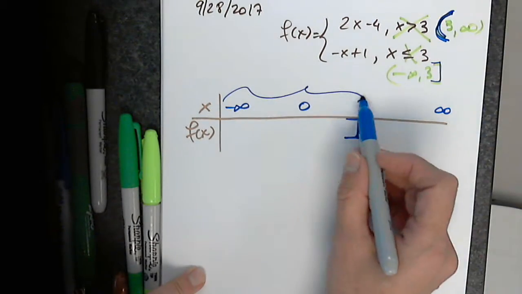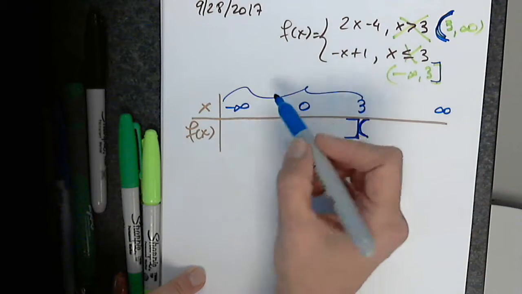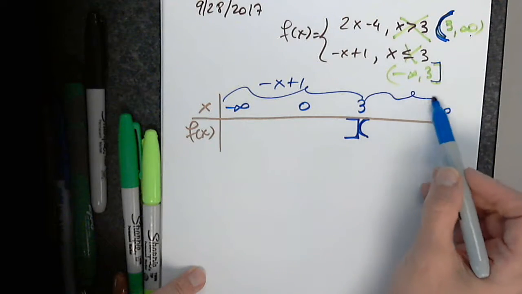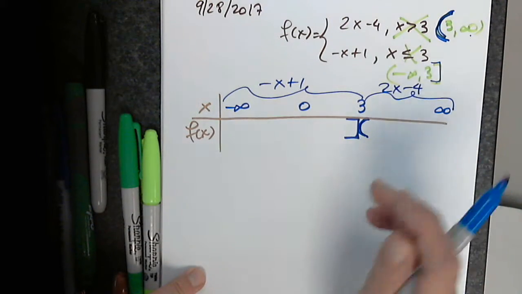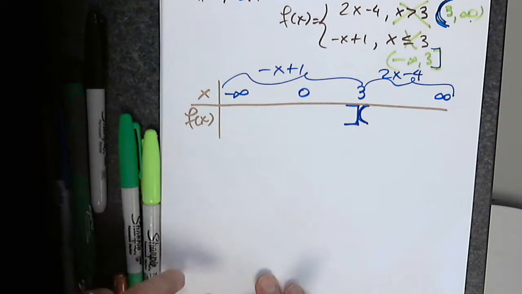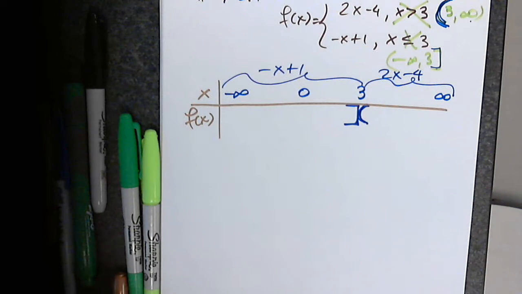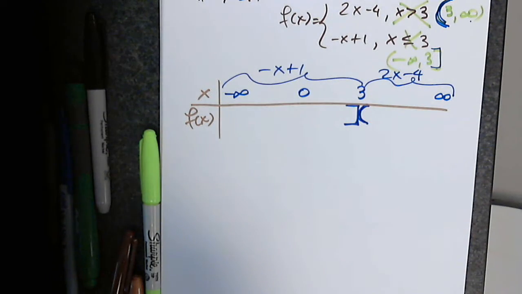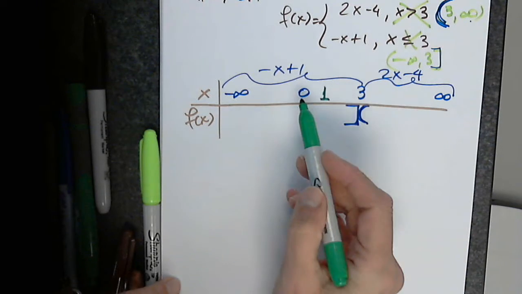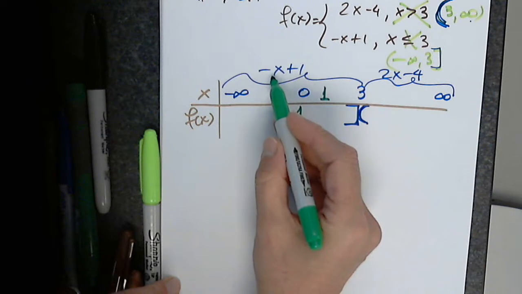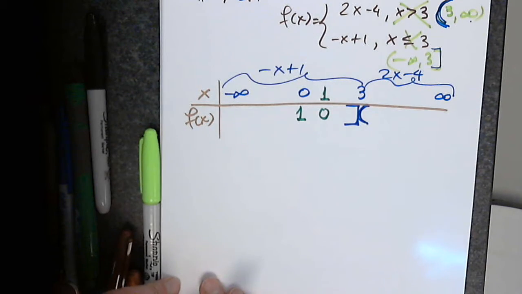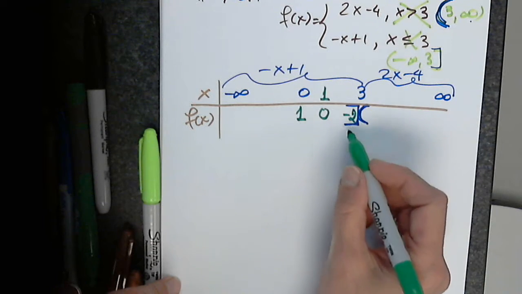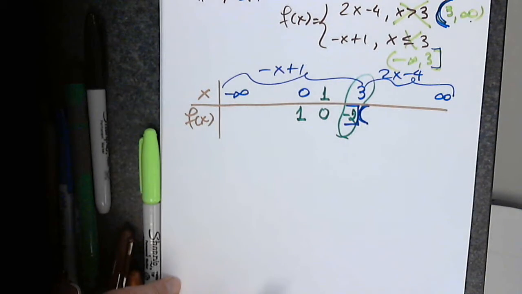So between negative infinity and 3 is this line, because it's a linear function. And between 3 and infinity is the other one, which is 2x minus 4. Both are lines. I only need 2 points, as we know, to graph a linear function. So I will also plug in 1 here, because when I plug in 0, I get 1, and when I plug in 1, I get 0. So these are the x and y intercepts. And then I will plug in 3, and I get negative 2 right here inside. So this will be a full point, (3, negative 2).